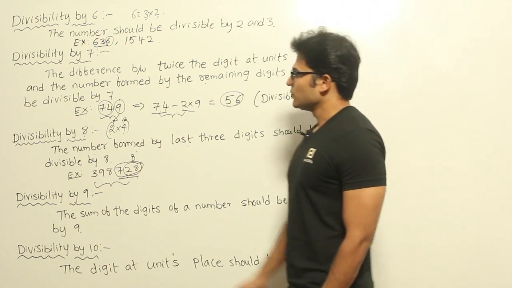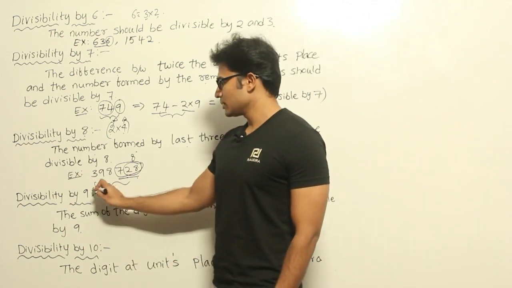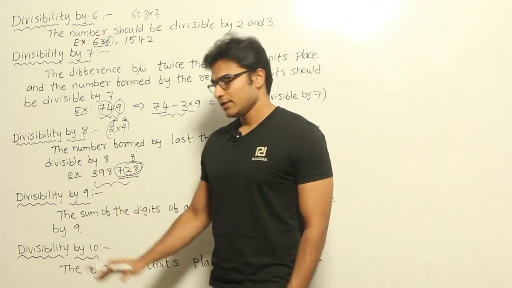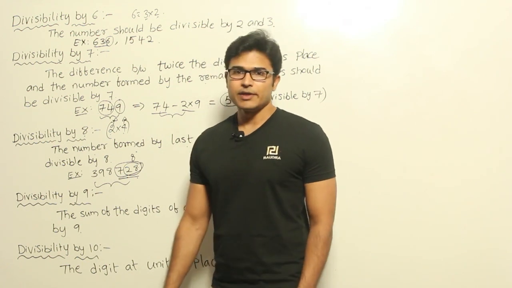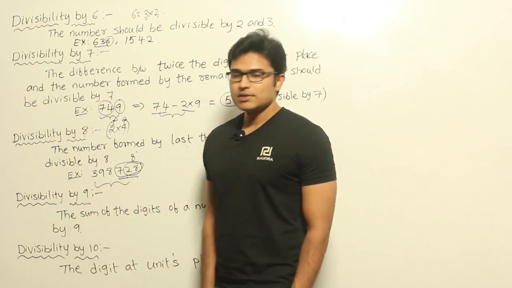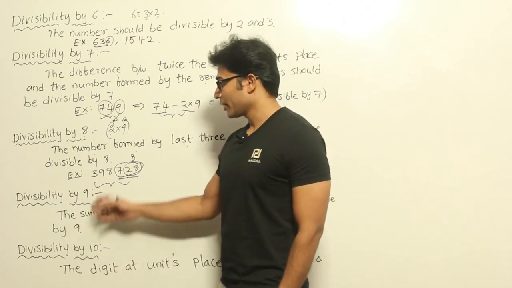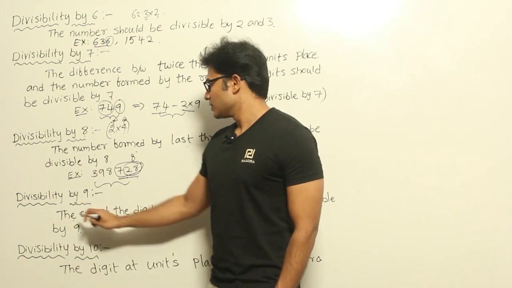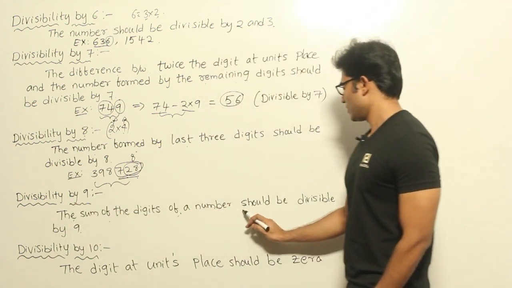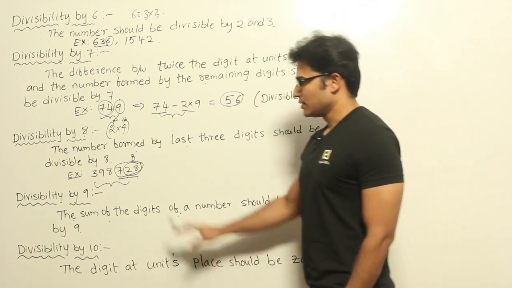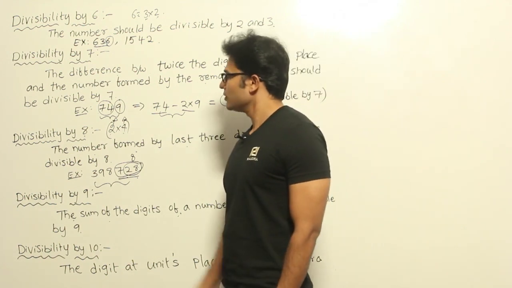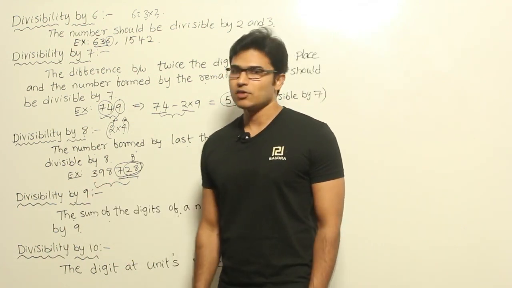Next one is divisibility by 9. So we can check the divisibility by 9 the same way you have checked the divisibility by 3. Now see this, the sum of the digits of a number should be divisible by 9. The same way we have checked for 3, we can check for 9 as well.